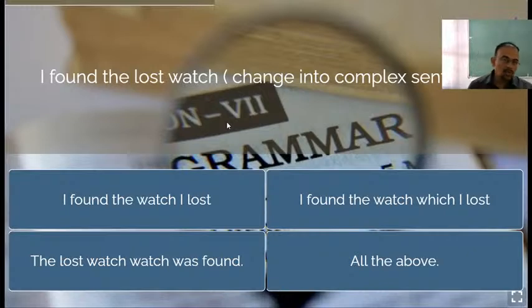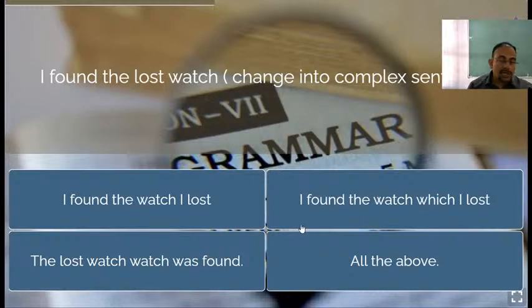I found the lost watch. Change into a complex sentence. I found the lost watch. So, I found the watch I lost. I found the watch which was lost, or which I lost. The lost watch was found. All the above. So which one do you think should be the example of a complex sentence? Is it I found the watch I lost, or I found the watch which I lost, or the lost watch was found, or all the above?